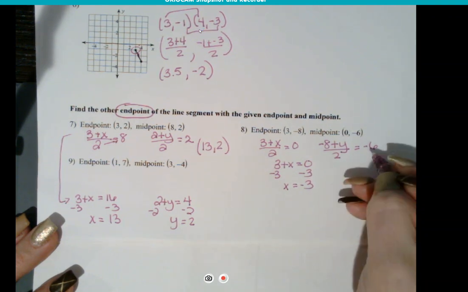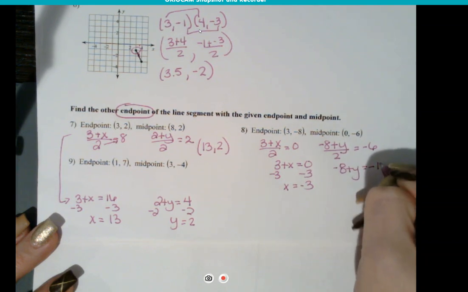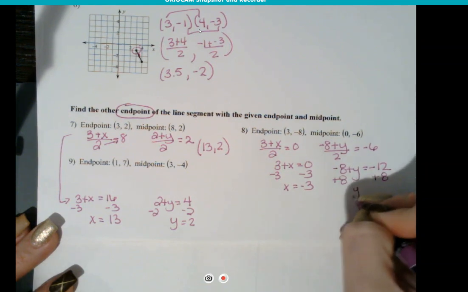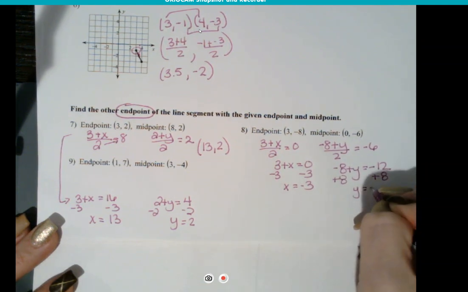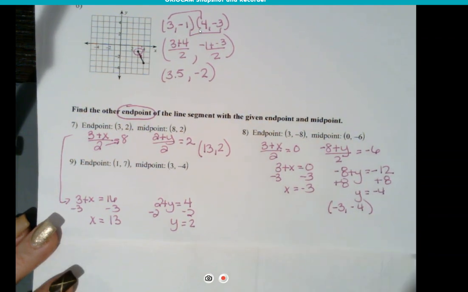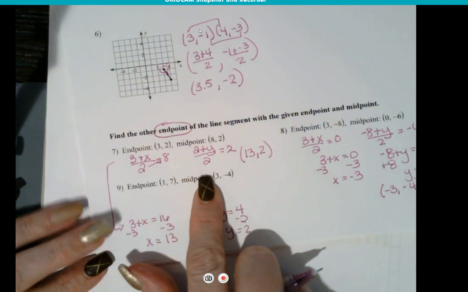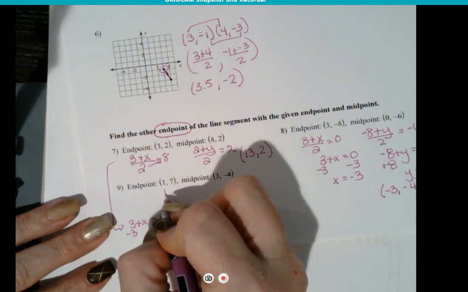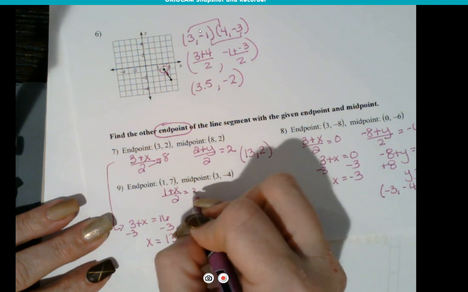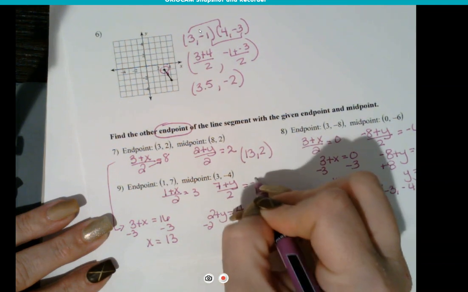Okay. Same thing here. 2 times -6 is -12. -8 plus y. That won't change. And that's going to become -12. So +8, and y equals -12 plus 8 is -4. So the correct way to write this is -3, -4. You're telling me where the other endpoint should be. All right, and then last but not least, I'm going to try to squeeze this one in here. So endpoint we have plus endpoint we don't have divided by 2 will equal 3. Endpoint we have plus endpoint we don't have divided by 2 will be -4.